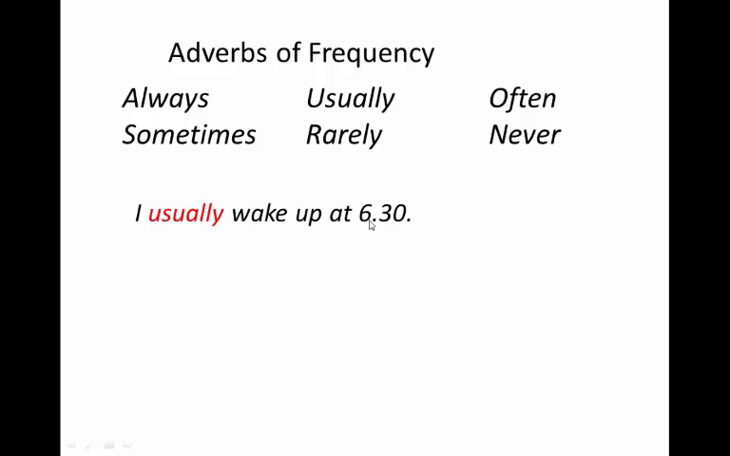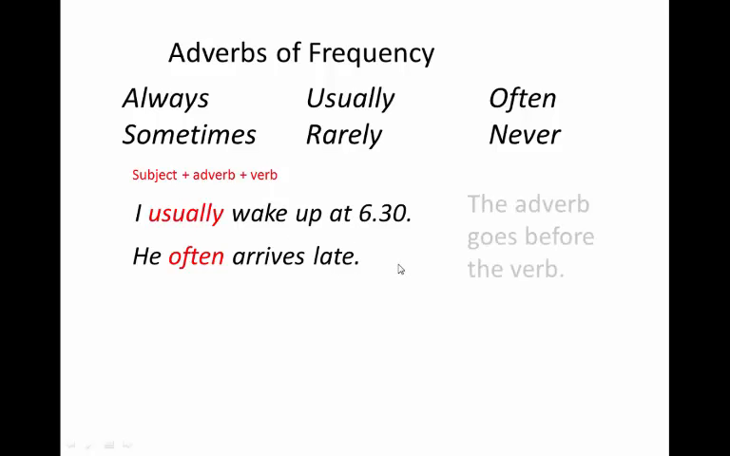I usually wake up at 6:30. Not every day of my life, but most days I usually wake up. It's normal for me to wake up at 6:30. We have the subject, I, the adverb, here usually, and the verb, wake up. He often arrives late. Again, the subject, the adverb, and the verb. The adverb goes before the verb.